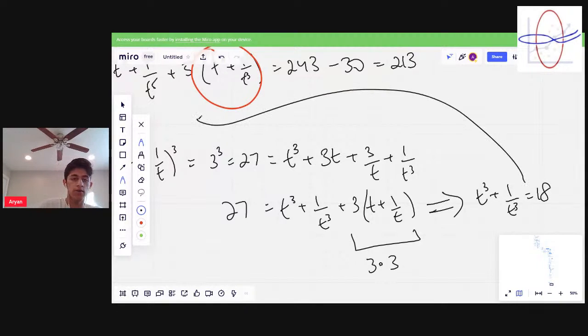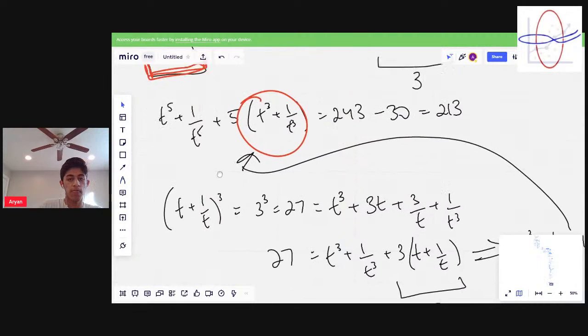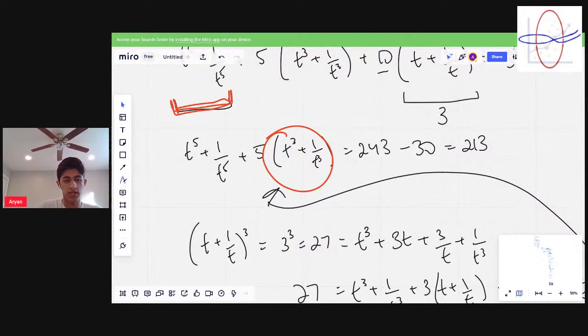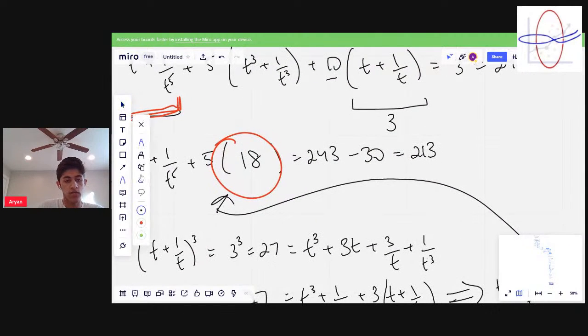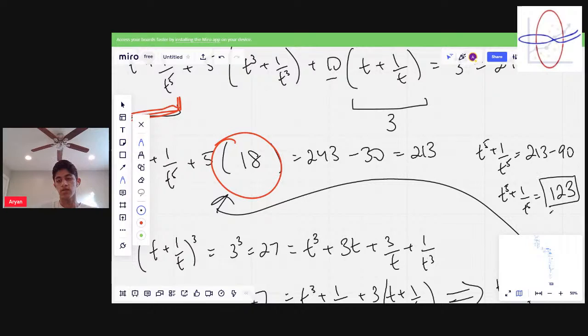And now I can bring this up here. What I basically just need to do now is take this inside, erase it all, and replace it with 18. So now finally the solution is in sight. We have t to the fifth plus 1 over t to the fifth equals 213 minus 5 times 18. 5 times 18, that's 90. So our desired answer, t to the fifth plus 1 over t to the fifth, equals 123. And this is our final answer.